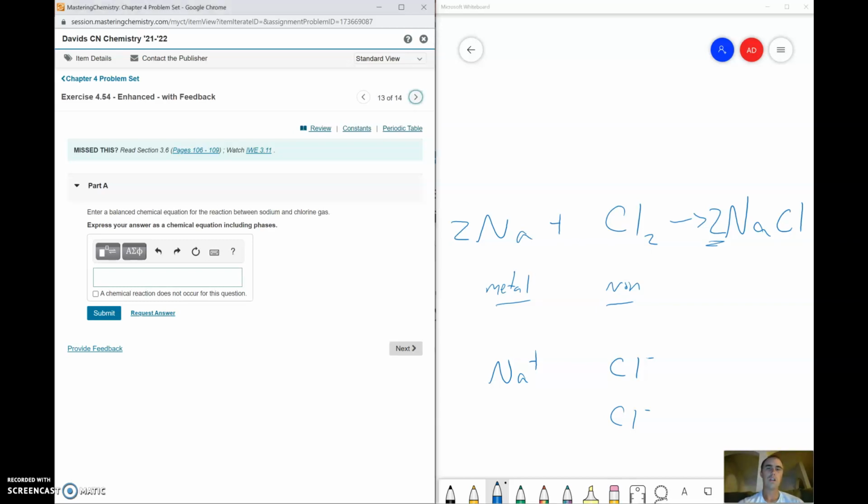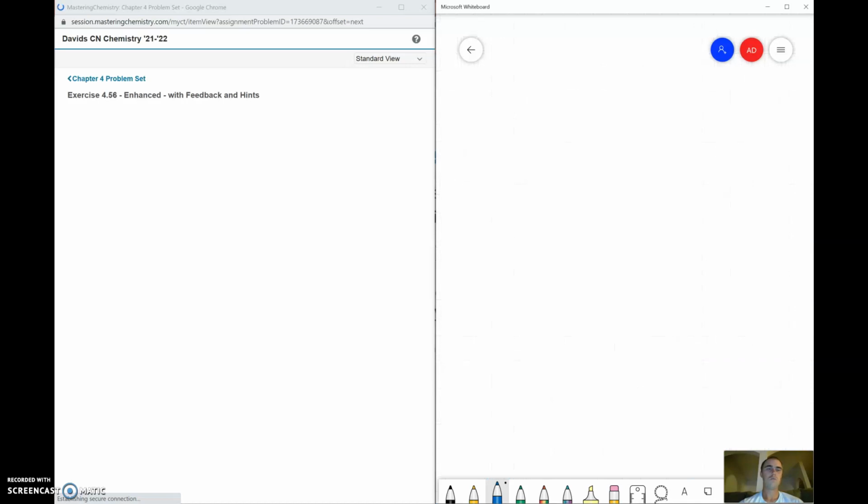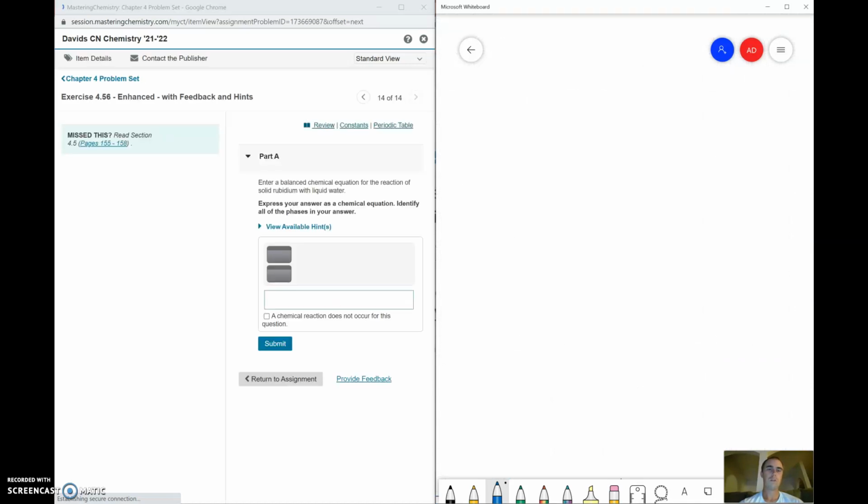If we look at number 14, this, I believe, is similar to what we just talked about in notes. I've got rubidium here, which is an alkali metal, and reacting with liquid water, we need to predict the reaction. So we have rubidium, and if I include my physical state, it's going to be a solid plus water in the liquid phase. That's a cursive lowercase l if you can't read my handwriting.